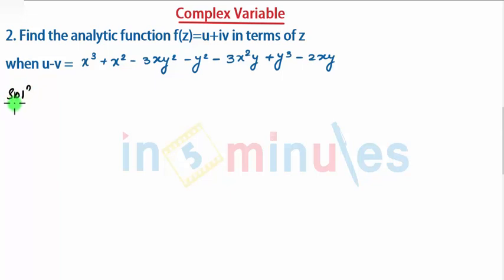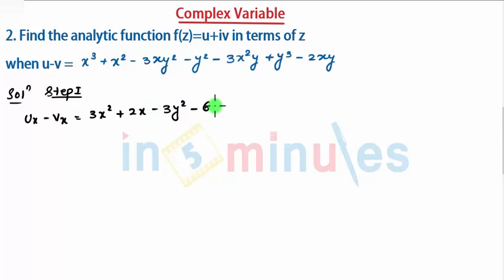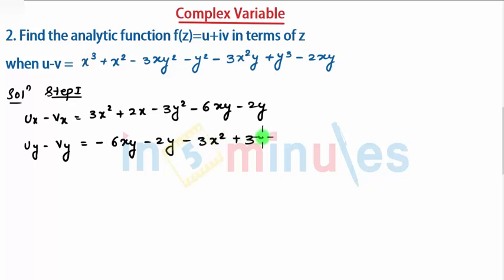So by following the same steps, I write step 1. Obviously we need to differentiate this whole function with respect to x and with respect to y. Then I write ux minus vx. With respect to x I get 3x square plus 2x minus 3y square, and this has minus 6xy, and the last has minus 2y. Then uy minus vy: the first two terms will be 0 with respect to y, thus minus 6xy, next is minus 2y, next is minus 3x square plus 3y square and minus 2x. So that's my step 1.